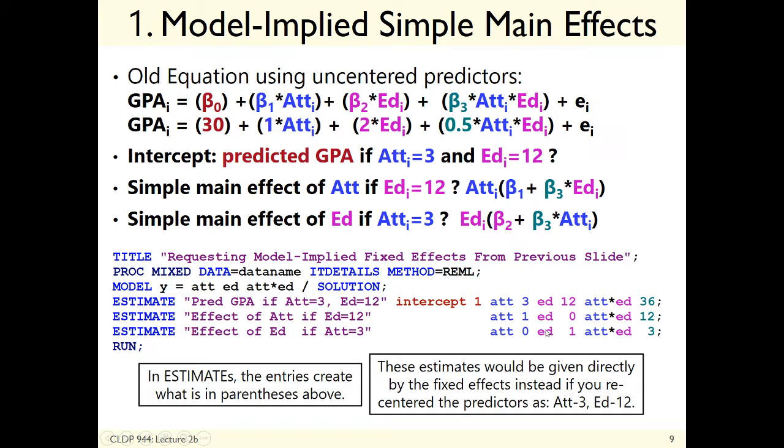What do the other 2 lines do? What am I asking for? A slope. Therefore, intercept is not in the estimate statement. I want the slope of a predictor as a function of any predictors it interacts with. So in the second line, I'm asking for the effect of attitudes when education is 12. So 12 goes behind the interaction term. In the third line, I'm asking for the slope of education when attitudes is 3. So 3 goes behind attitudes in this interaction term.